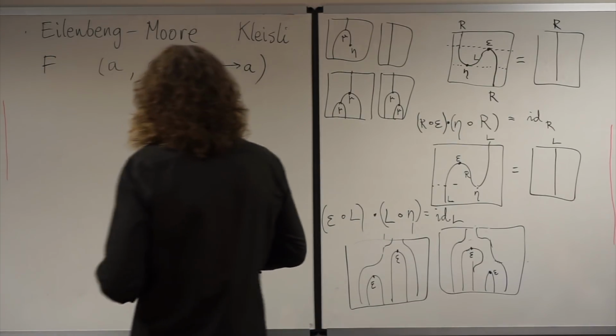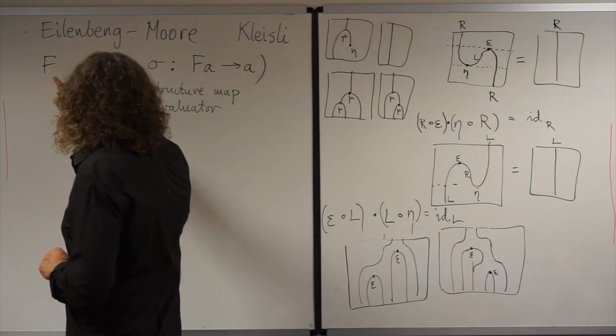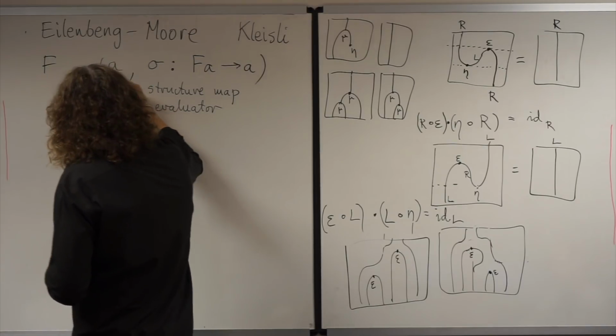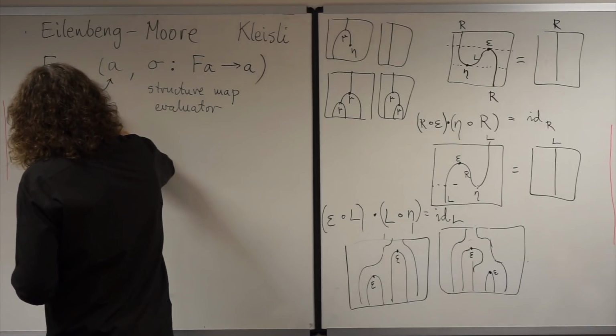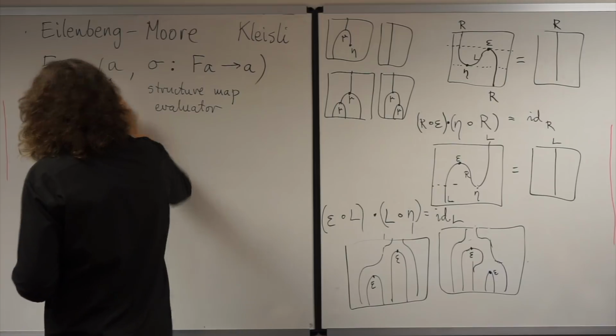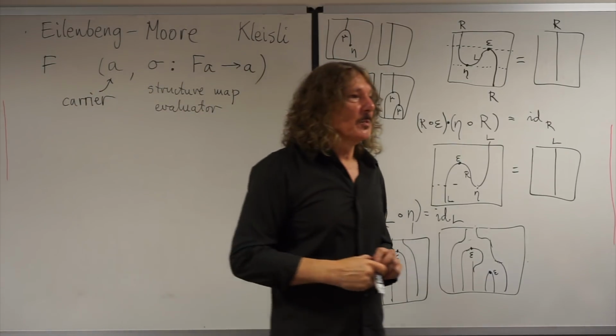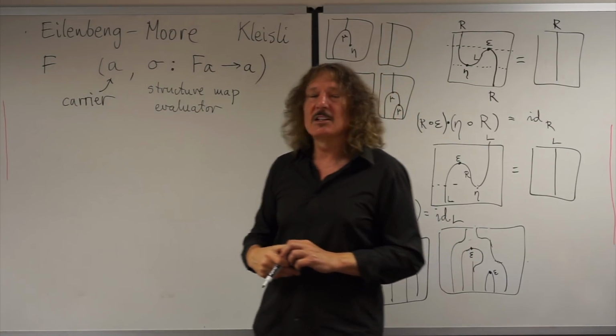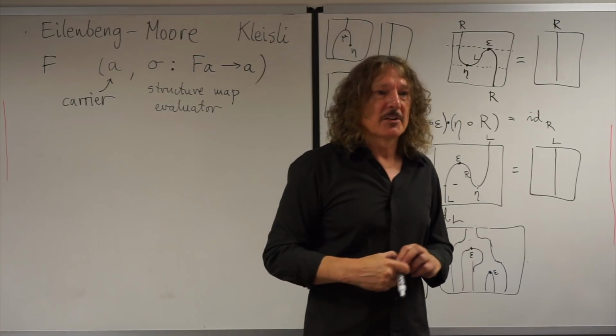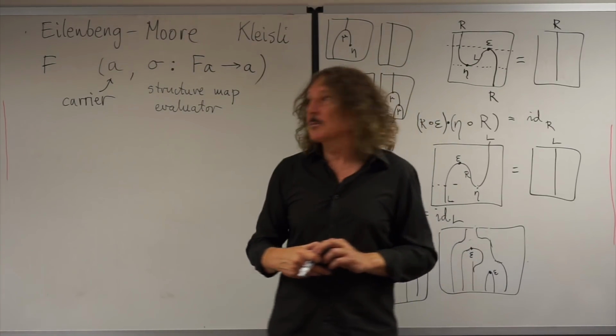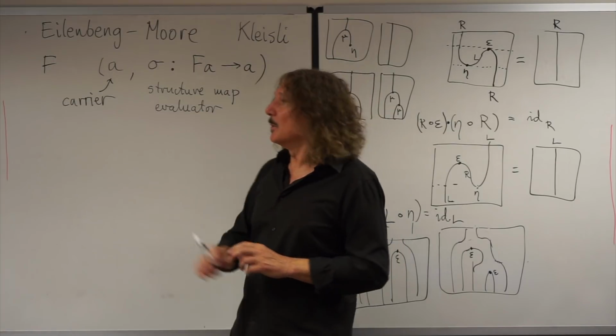So this is an algebra for a given functor. This object that you picked is called a carrier for the algebra. So if you picked an integer, that integer is your carrier, the carrier type for your algebra. And this is your evaluator.